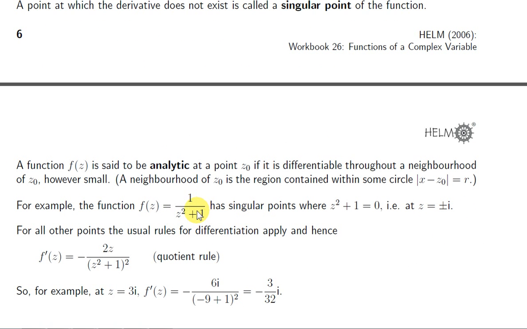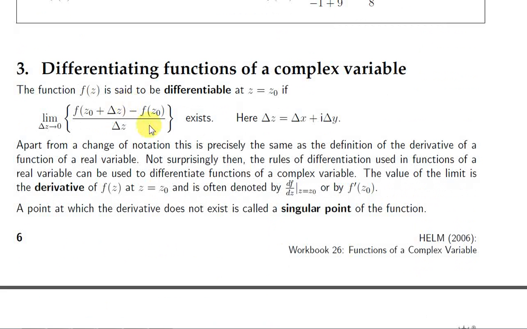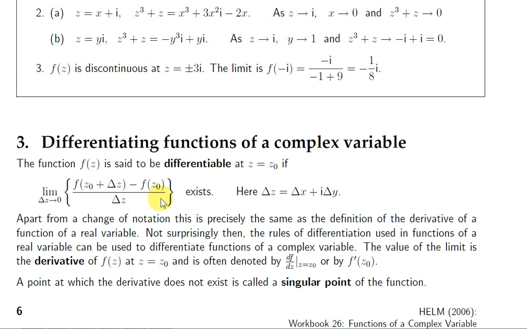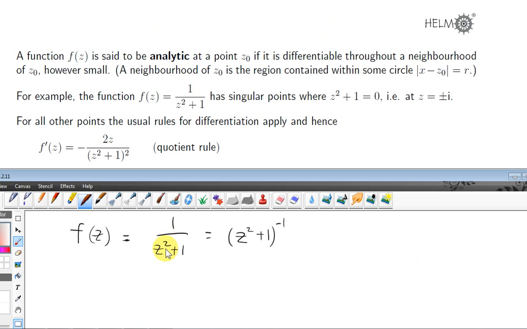However, this function is differentiable everywhere else. So to get the derivative, we just apply this limit here, and if we calculate this limit, we know what we'll get. We'll get the same result that we would get by applying the quotient rule to a real function with z replaced by x. So if we're differentiating 1 over x squared plus 1 with respect to x, then we would get this here. That's because this limit has the same form as the limit for the derivative of a real valued function. Instead of using the quotient rule, we could write our function like this and use the chain rule.